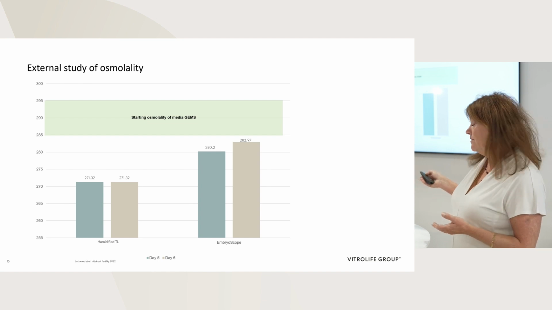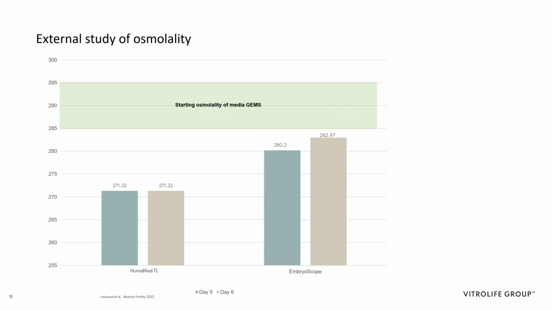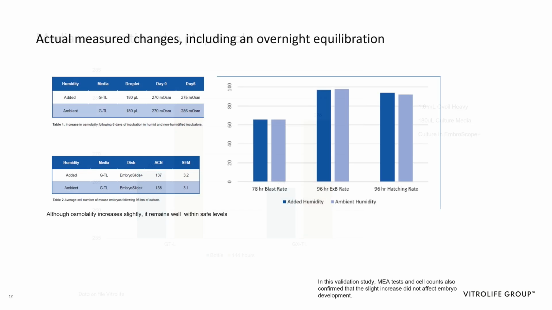in the osmolality, and they're ending osmolality again after day 5, and day 6 is again where our internal validation shows ending at about 280. And then media composition also plays a role. We can see that over 5 or 6 days, in fact, GXTL has a lower increase in osmolality than GTO. But again, still very, very safe. Again, after 144 hours, we're seeing the same endpoint of 279.